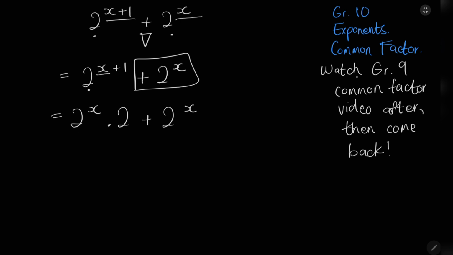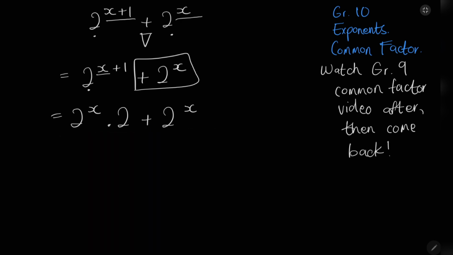Now what should we do? This is to introduce the common factor. So you have to look for your common factor. You have 2 to the power x here in the first term. Remember, terms are separated by the plus or minus sign. So this is the first term and that is the second term. They're separated by that sign.